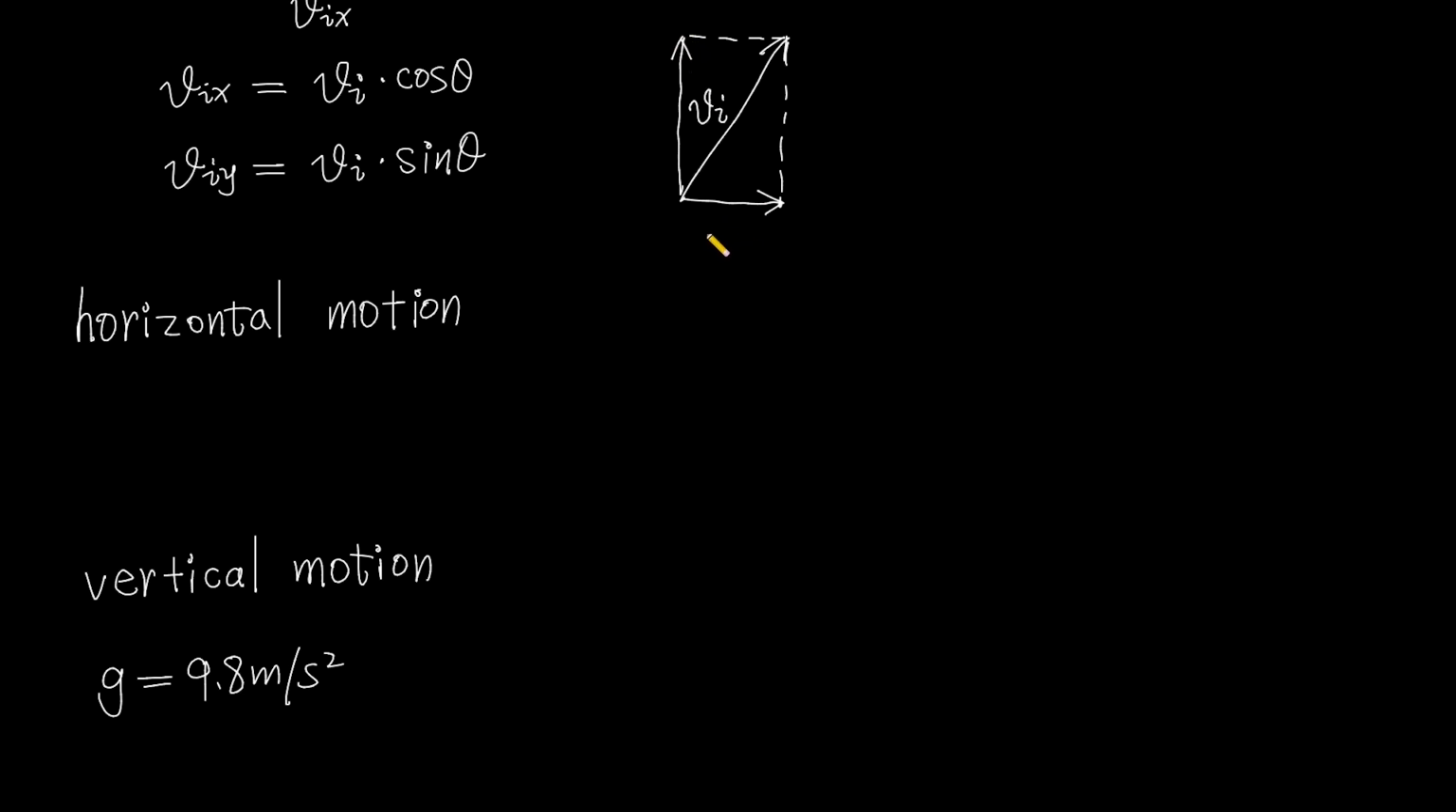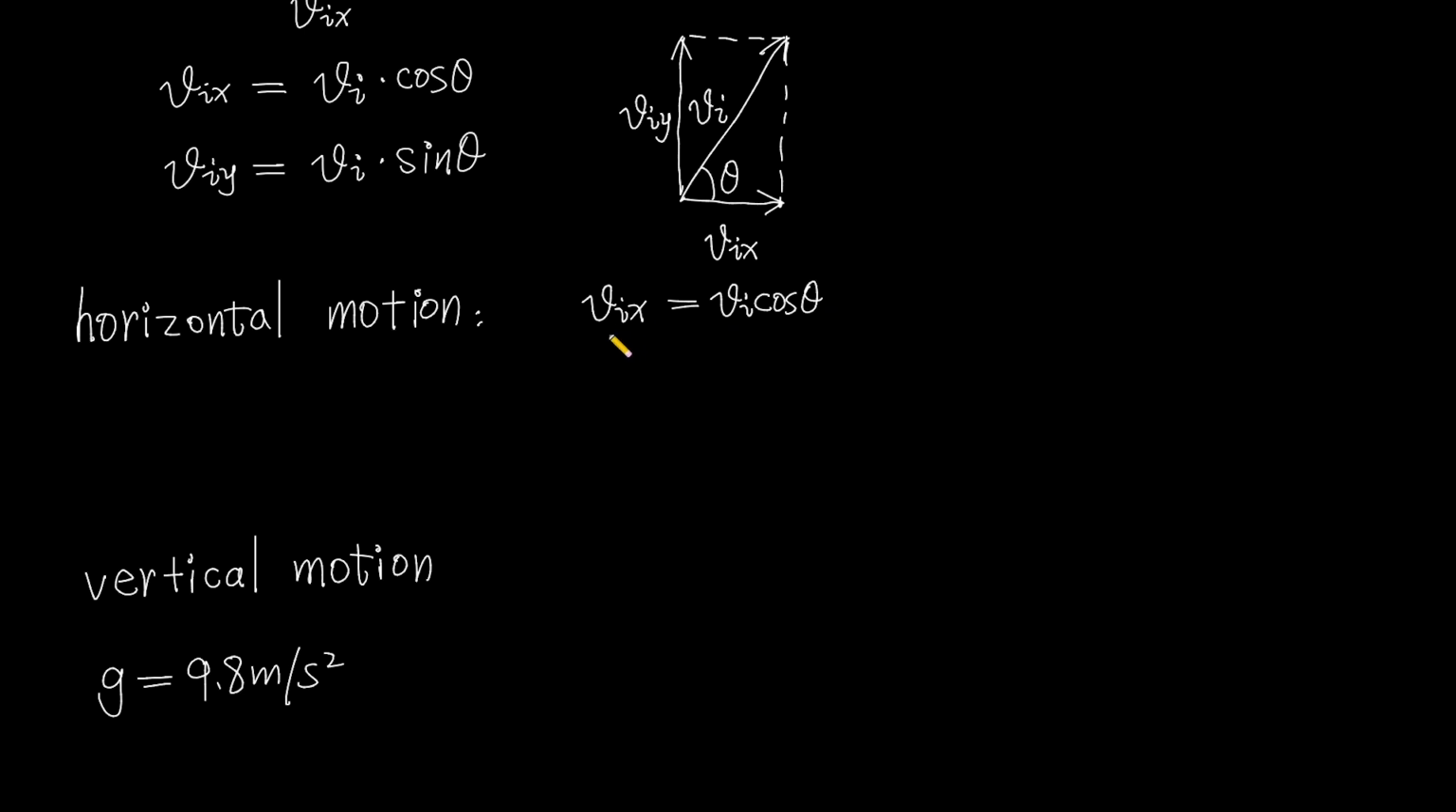And this is its horizontal component Vix. And this is its vertical component Viy. This angle is theta. From the graph, we can know that the initial velocity x, this is the horizontal velocity. The horizontal velocity just equals its initial velocity multiplied by cosine theta.